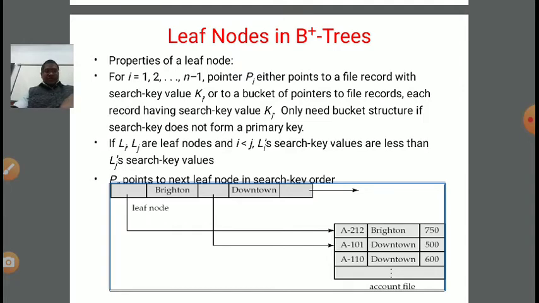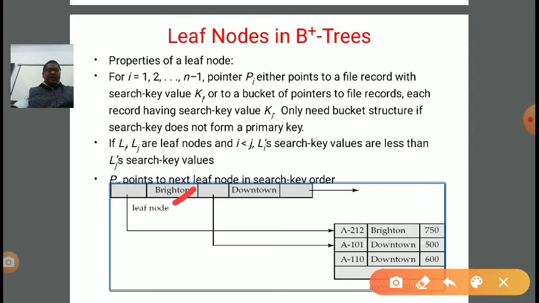If you see this diagram, here pointers are there and search keys are there. The search keys, if you see, are Brighton and Downtown, and the pointers are there. The Downtown pointer is pointing to the next value, and the Brighton pointer is pointing to A-212. And the leaf node pointer, or sorry, the Brighton next pointer is pointing to A-101.